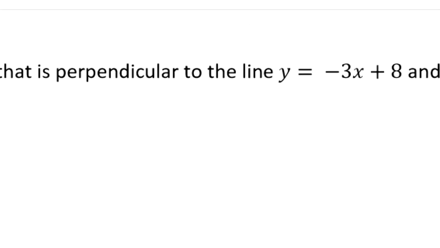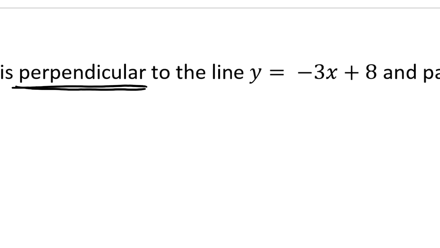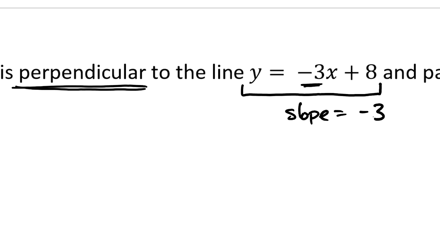So when we see this word perpendicular, we know that if I know the slope of this line, the slope of a line perpendicular to it would be the opposite reciprocal. Fortunately, this is super easy because I can see that the slope of this line is equal to negative 3. So any line that would be perpendicular to that line would have to have a slope that would equal positive 1/3. So my slope is 1/3.